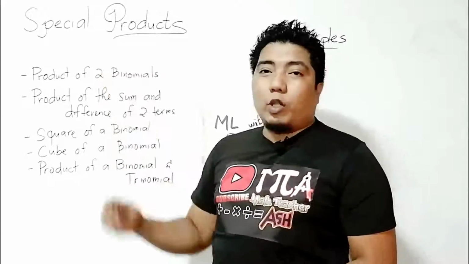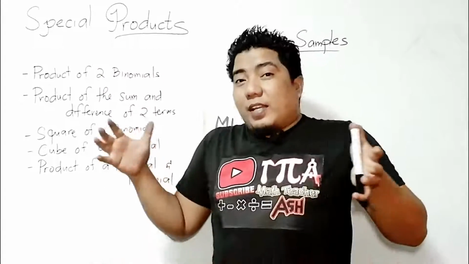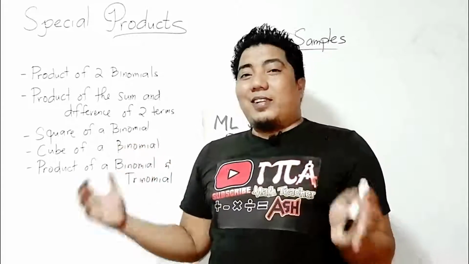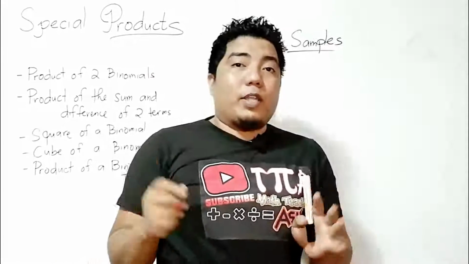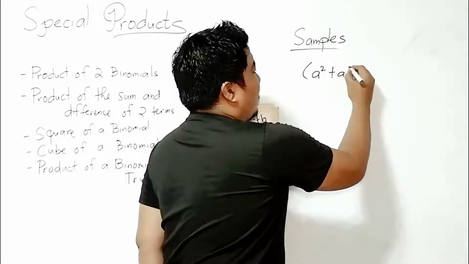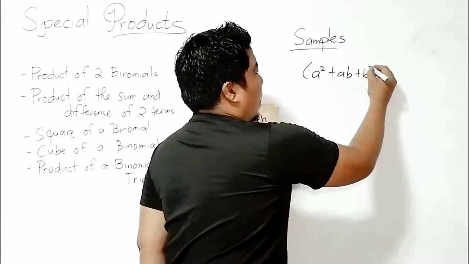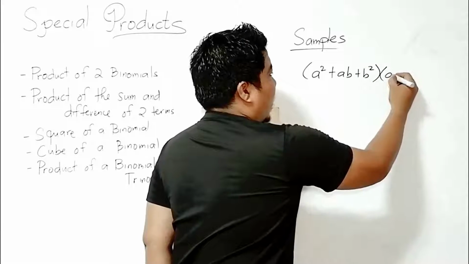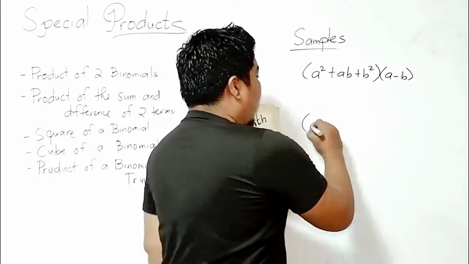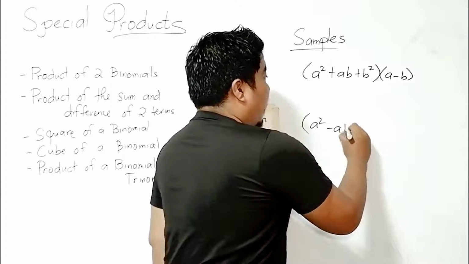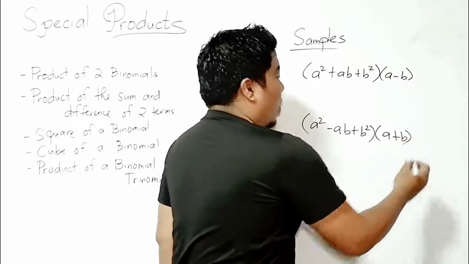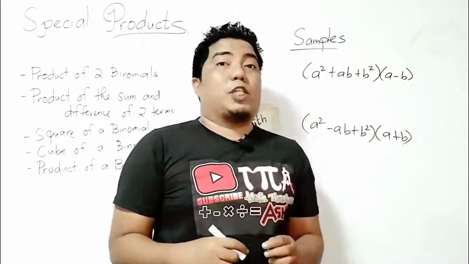So, since we are talking about special product, if the scenario is like this, a trinomial and a binomial, there is a way to solve that one. Now, if you encounter the form a squared plus ab plus b squared times a minus b, and another scenario is a squared minus ab plus b squared times a plus b. So this is where you will have a special product.